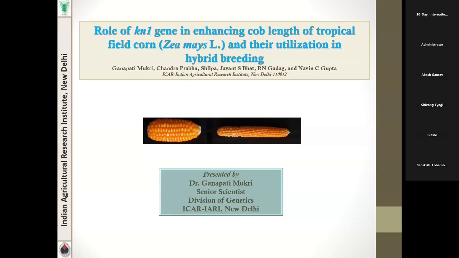In that way, I would like to discuss our efforts in understanding the kn1 gene, particularly known as knotted 1 gene, which is responsible for deciding the cob length in tropical maize particularly. One of my topic says tropical field corn because these studies have already been done in temperate background, but minimum understanding is there in case of tropical field corn. So we try to understand the role of this particular gene in our maize and how we have utilized this gene in our maize breeding.